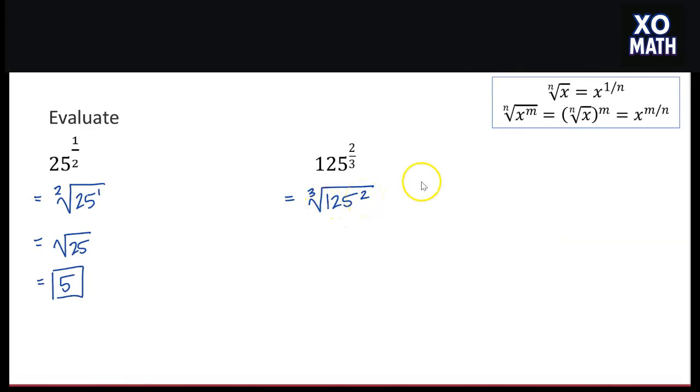So what we can go ahead and do, and we could see it from this property up here, is I could pull that power to the outside and evaluate the radical part first. So in other words, this is the cube root of 125 all squared. And so the cube root of 125 is a value I would know. 5 cubed is 125, so the cube root of 125 is 5. And now 5 squared can be done without a calculator. That's just 25.